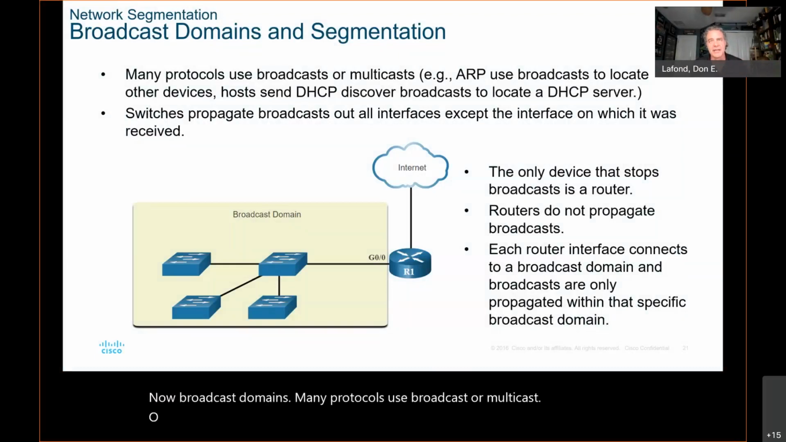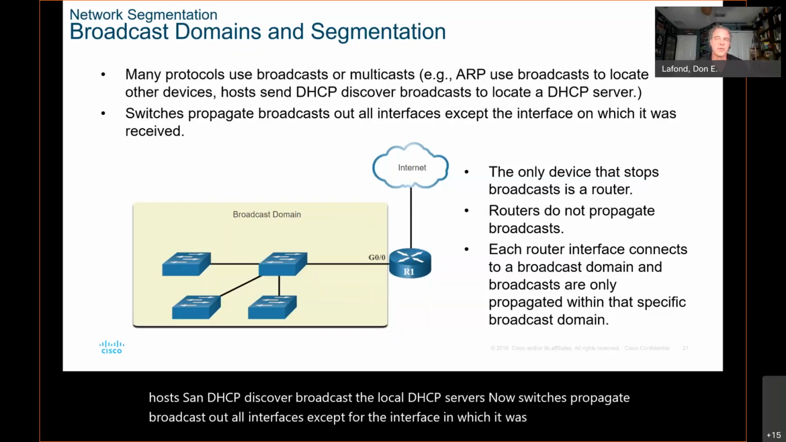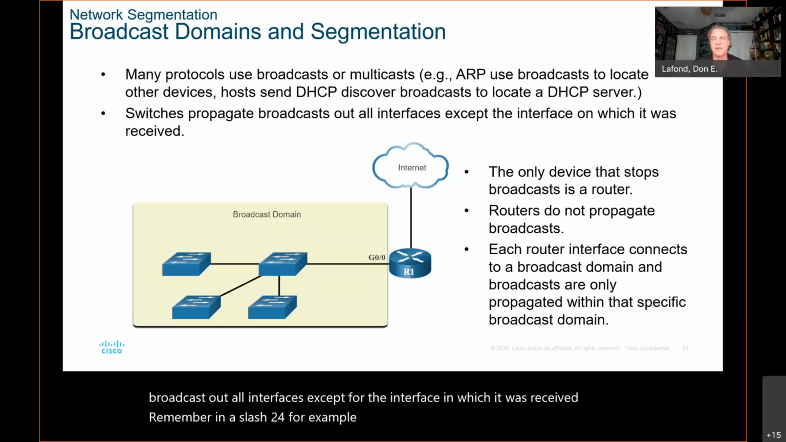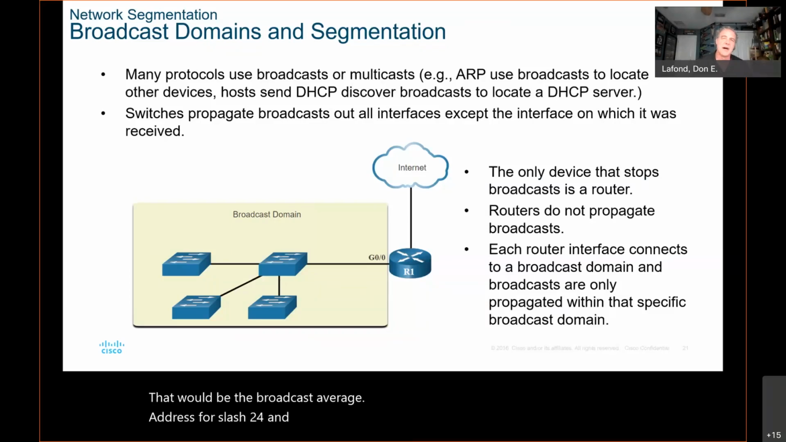Use broadcast or multicast. For example, ARP uses broadcast to reach other local devices. Hosts send a DHCP discover broadcast to local DHCP servers. Switches propagate a broadcast out all interfaces except the interface on which it was received. Remember, in a /24, for example, the last address, 255, would be the broadcast address for a /24, and all devices on that network would get the result.